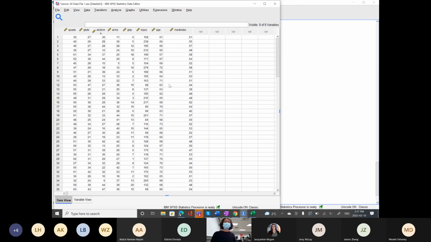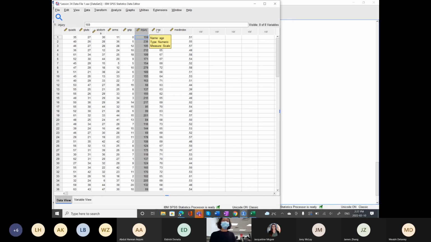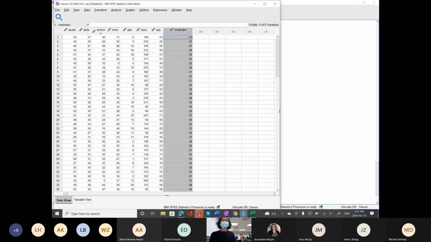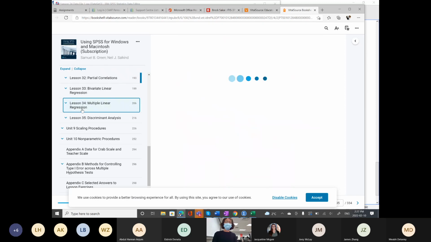So it is a similar context. It studies body part strength and injury, but this one also considers the age and med index, which is a medical history. Okay. So I'll pull out the explanation of variables here. So lesson 34.